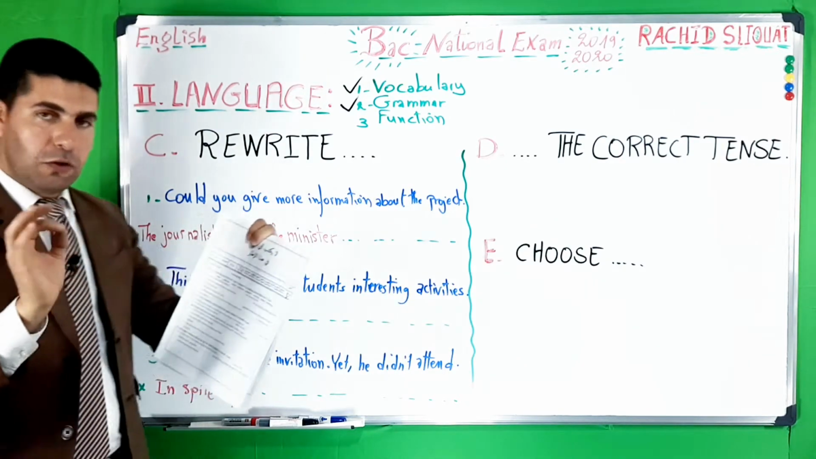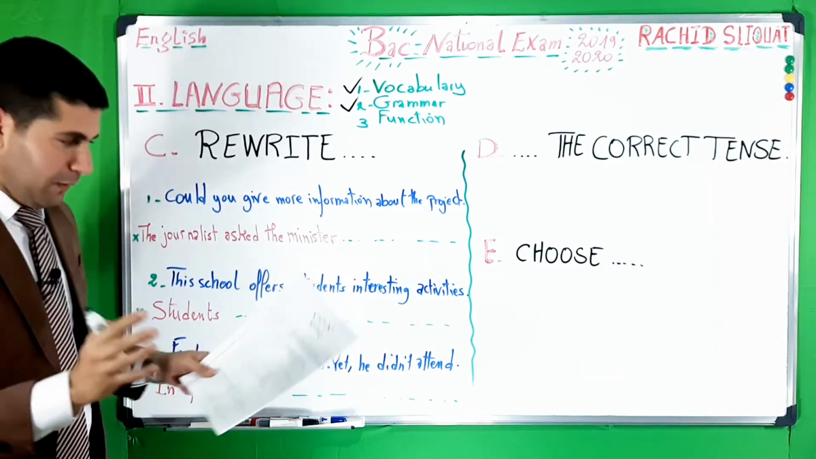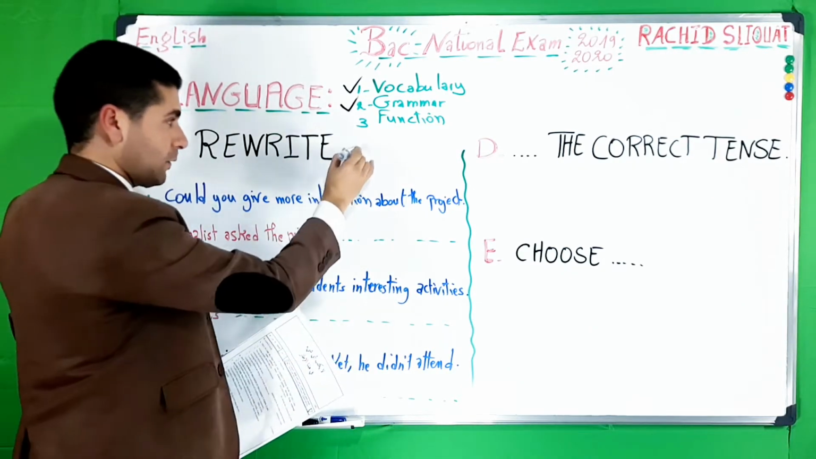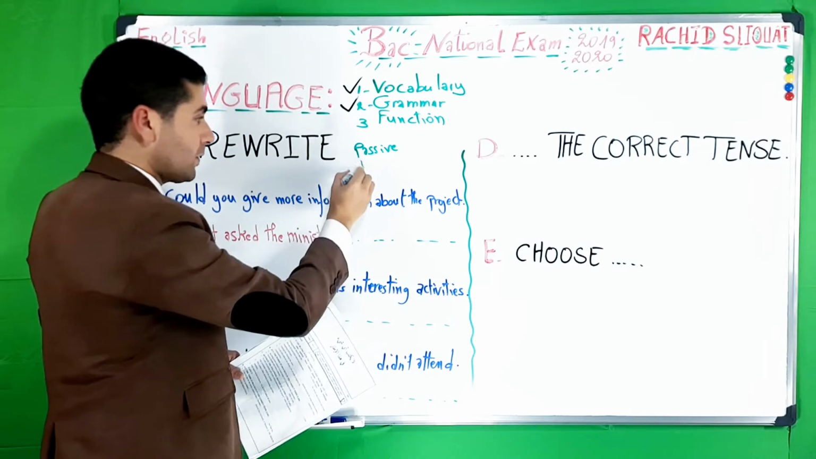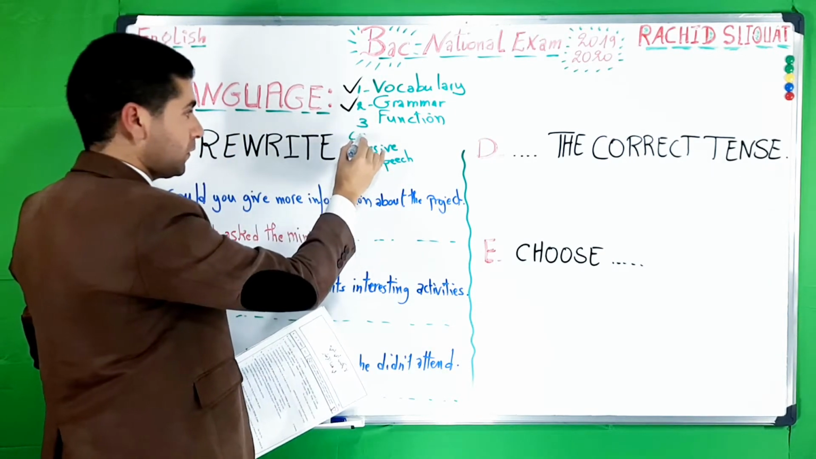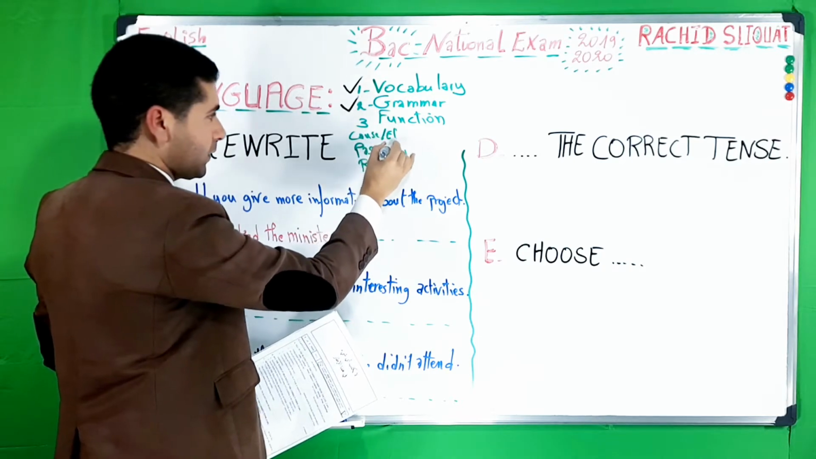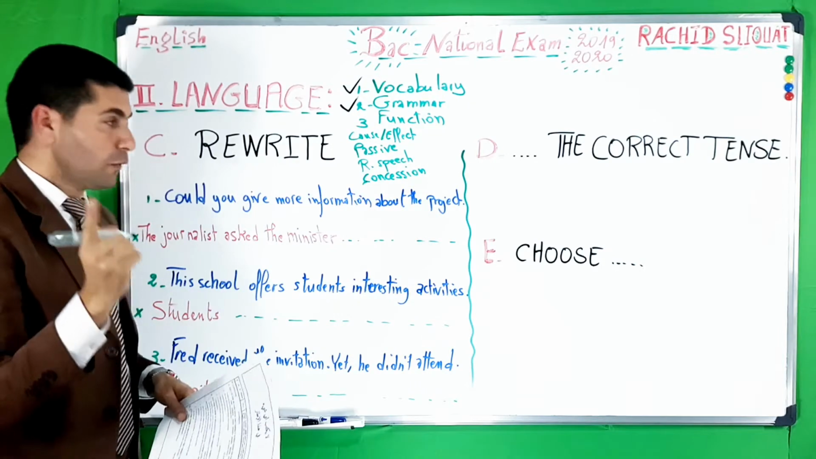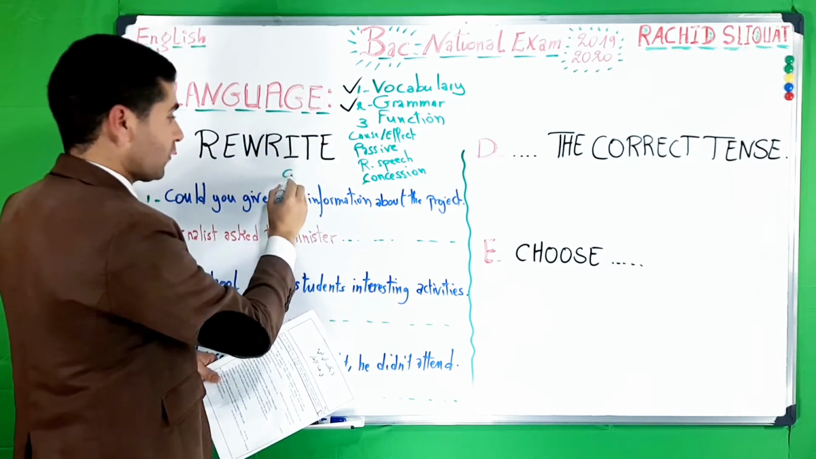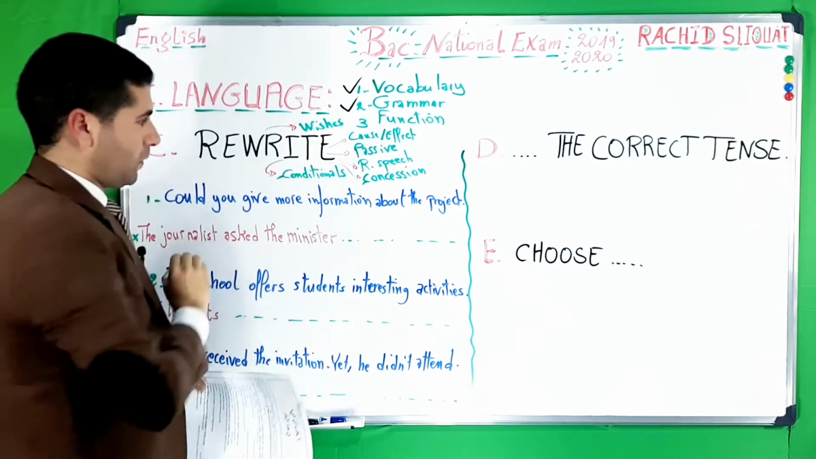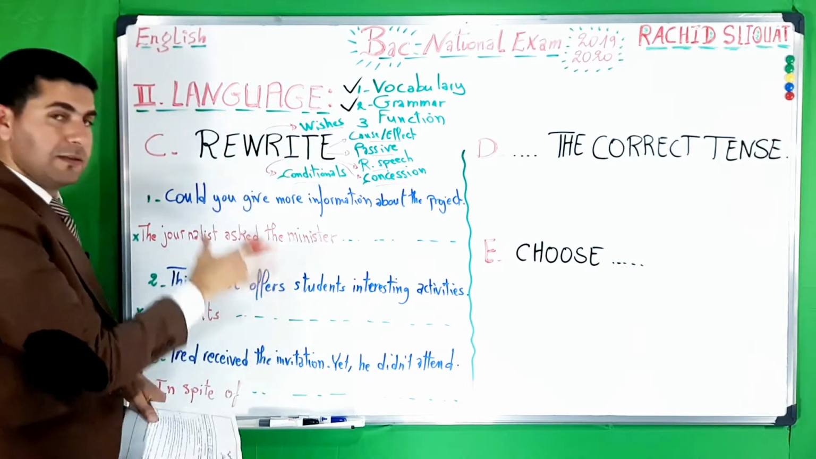All right, now look here. The lessons that this exercise has to do with, for example, it has to do with passive, it has to do with reported speech. It can also be related to cause and effect, okay? And it can also be related to concession. It can also be related to what we call conditionals, all right? Or even with wish, all right? You will always find them in such exercise.